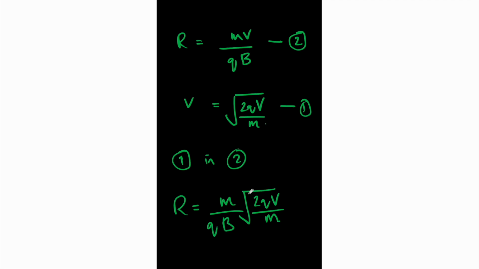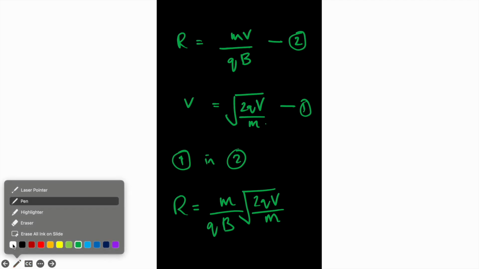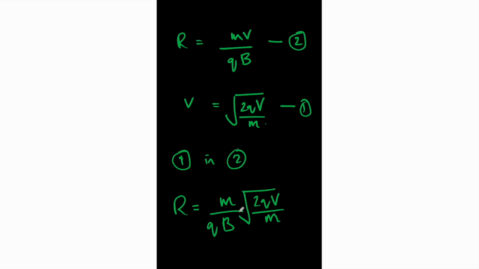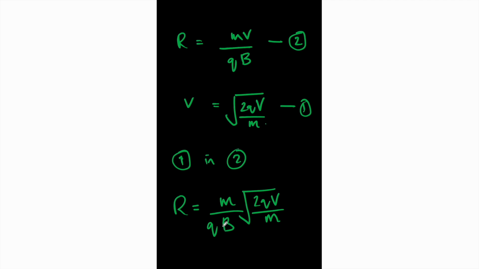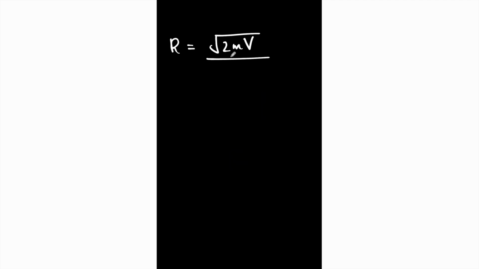Here you see, for the two bodies, let's rewrite this equation. Here q and q, this q gets cancelled out. So this equation basically becomes r is equal to square root of 2mV by, here one square root comes, square root of qB. This is the expression for the radius of the charged particle.